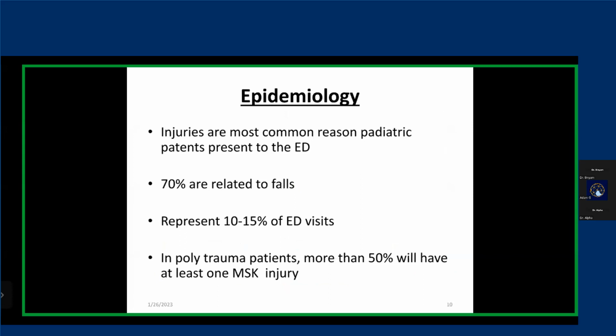Now let's move on to the epidemiology of pediatric trauma. Injuries are the most common reason for a pediatric visit to the emergency room, and the most common mechanism of injury in children, unlike adults, is actually fall. 70% are related to falls, whereas in adults, road traffic accidents are becoming the primary reason. Like I said, this represents 10 to 15% of ED visits, and in at least 50% of polytrauma patients, we find some kind of musculoskeletal injury.